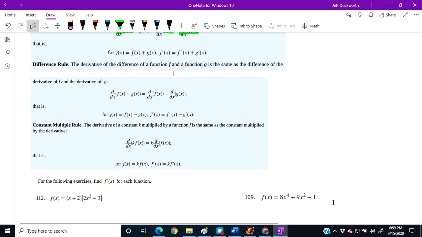If we're taking a difference of two, the derivative of one function f minus function g would be the derivative of function f minus the derivative of function g.